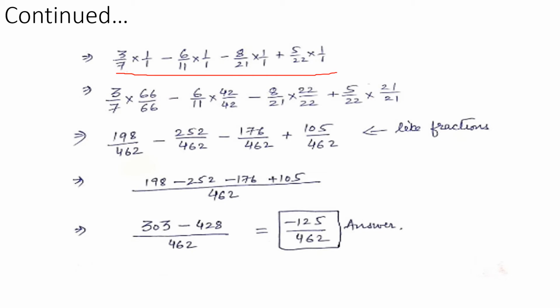I have multiplied the first fraction by 66 upon 66, then 42 upon 42, 22 upon 22 and 21 upon 21. For the same reason, because 7 into 66 is 462, and if we are multiplying something in the denominator, we have to multiply the same thing in the numerator also to maintain the balance. So we have got 462 in the denominator of the first fraction. Similarly, 11 into 42 is 462 and 6 into 42 is 252. So on, we have written all the fractions. You can solve it on your own and check with the answer. After solving, we have got the answer as minus 125 upon 462. That's it.